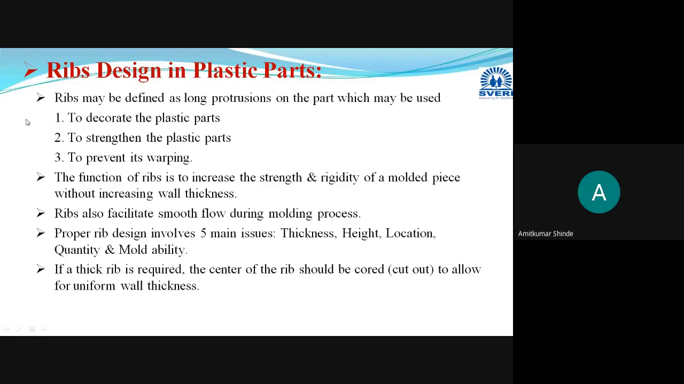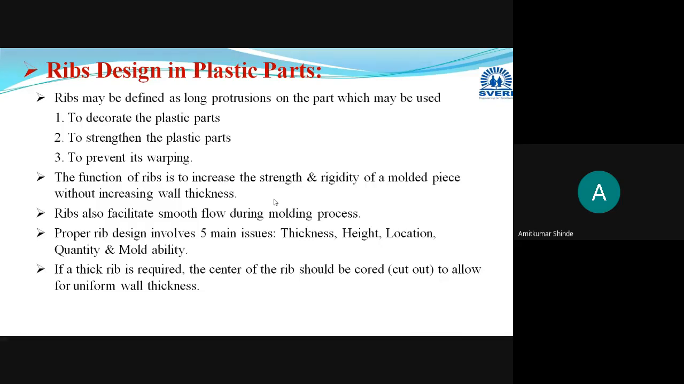It is provided to decorate the part, to provide strength, and to prevent the warping of that particular plastic part. Okay, so again in the next statement we have repeated this part. The function of the rib is to increase the strength and rigidity of the molded piece without increasing the wall thickness. Okay, what is the main point here they have added? Without increasing the thickness of the wall.